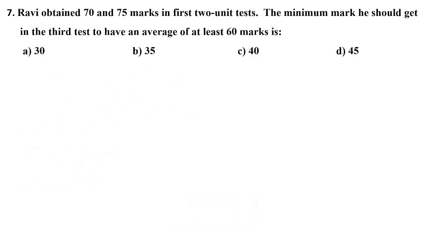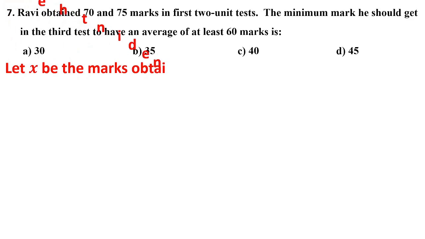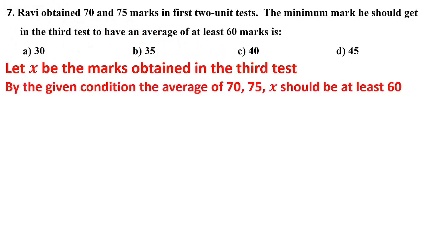Question number 7. Ravi obtained 70 and 75 marks in the first two unit tests. The minimum marks he should get in the third test to have an average of at least 60. Please note down the word at least. Therefore, let x be the marks obtained in the third test. By the given condition, the average of 70, 75 and x, that is the marks in first, second and third, should be at least 60.